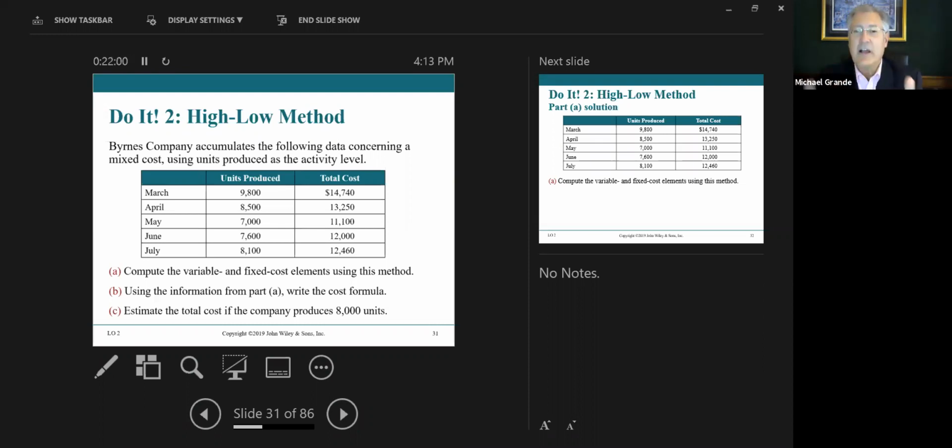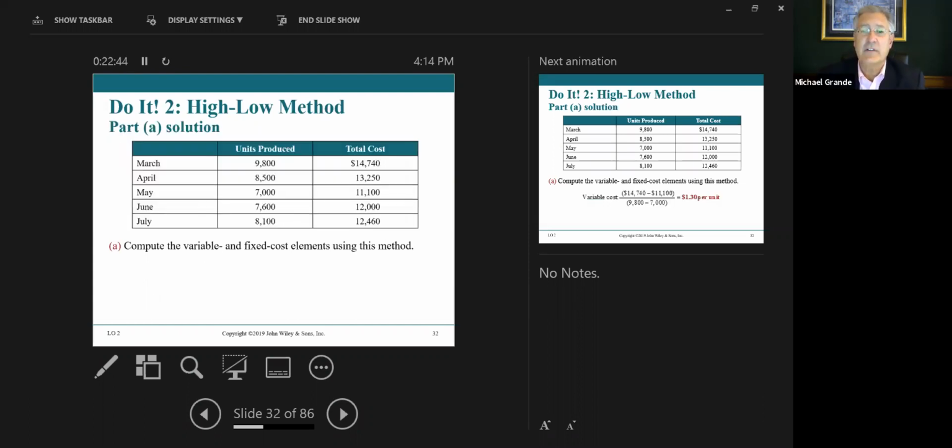Before we go to the next slide, let's remember the steps. Step 1, identify the high activity month and the low activity month. Number 2, calculate the variable cost per unit by taking the change in dollars, high minus low dollars, divided by the change in activity, the high activity minus the low activity. That's going to give you the variable cost per unit. And then the next step is you want to calculate the fixed cost by taking the total cost and subtracting the portion that's variable. That will isolate for you the fixed cost. And then you now have a formula.